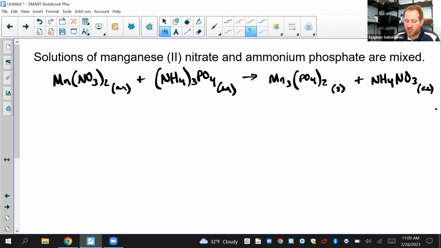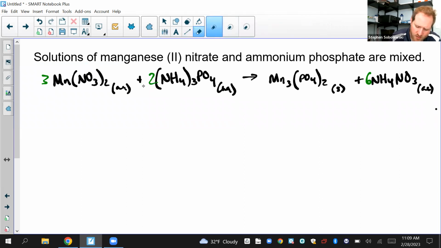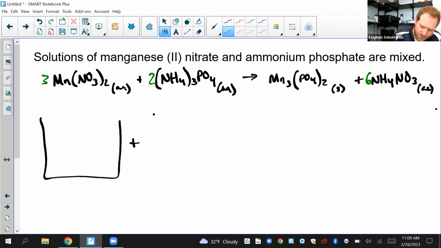All right, so because the reaction does occur, let's balance it out. I like to start with my product with the most ions, and here I see 5 ions, so I'm going to start here. So 3 manganeses, 3 manganeses. That gives me 6 nitrates, 6 nitrates, 6 ammoniums, 6 ammoniums. Oops, one got in there. 2 phosphates, 2 phosphates. So that's my equation. All right, let's go ahead and sketch this one. So we can go a little bit faster here.